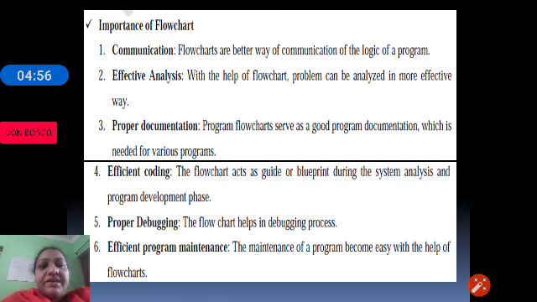Proper debugging. Debugging is the process where we find the errors. So debugging means finding errors and faults. In case there are any errors, to trace those errors, a flowchart provides a great help. Efficient program maintenance. Efficient program maintenance means it makes maintaining a program much easier.